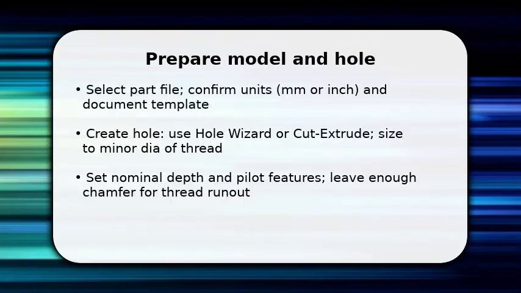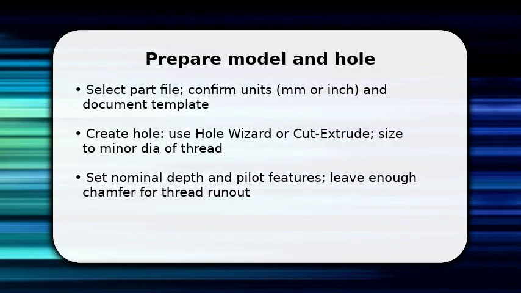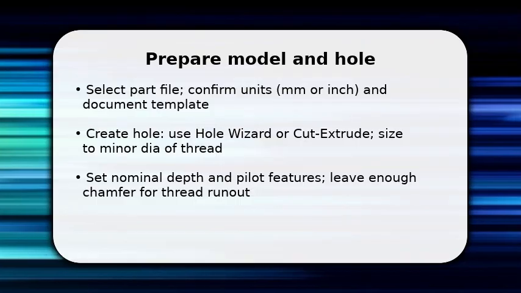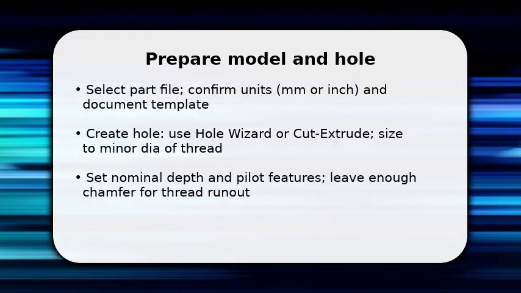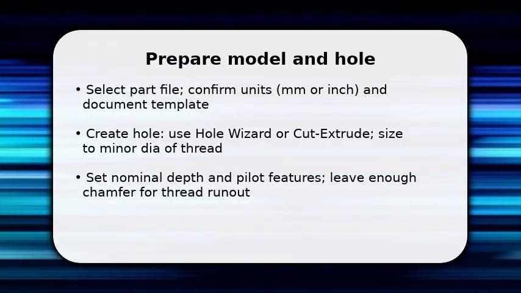You begin by confirming units and opening the part with the hole location visible. Use Hole Wizard for standard sizes or Sketch and Cut Extrude for custom holes, size to the minor diameter of your thread. Once done, set the nominal depth and add a small chamfer or counterbore so the thread has run out. Make sure to name the feature clearly. This reduces confusion when adding cosmetic versus cut threads later.